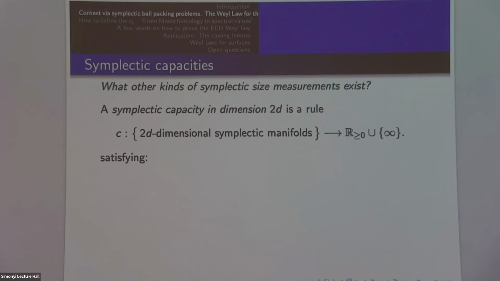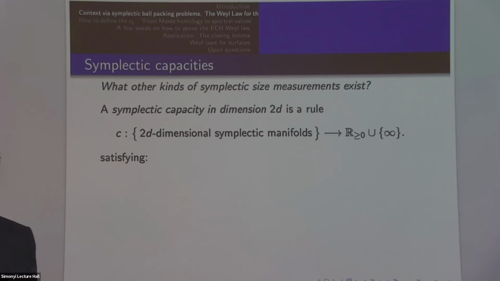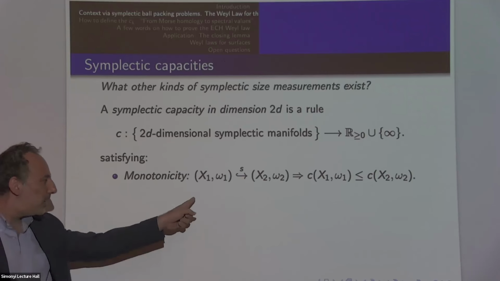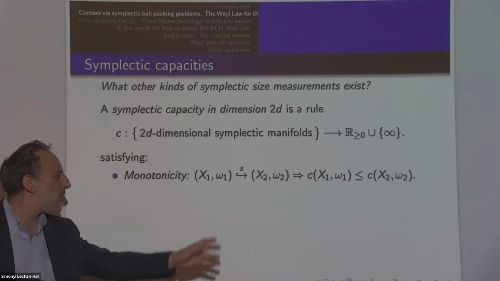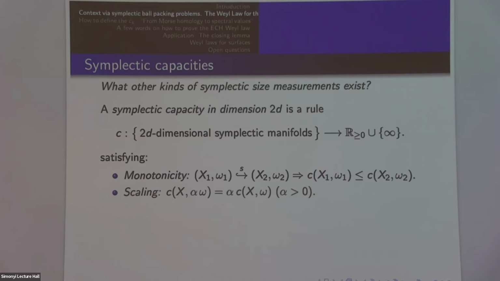And okay, so what do we want? We want to associate to every 2d-dimensional symplectic manifold a non-negative real number, possibly infinity. And the case where the measurement is infinite will actually have content for us as well. And what should it mean to be a size measurement? Well, it has this monotonicity property I said before. If I have one symplectic manifold and I embed it into another, then the size of the first is no more than the size of the second.